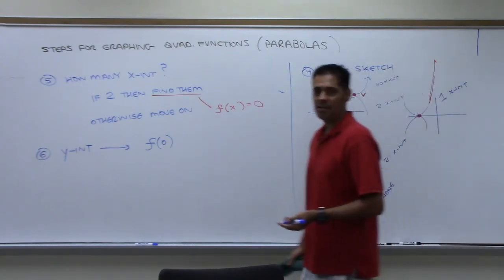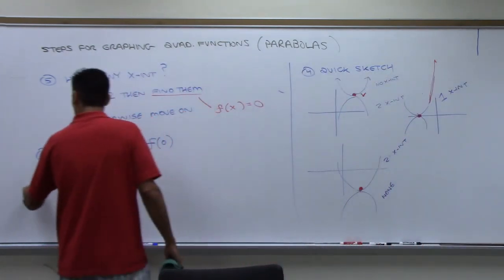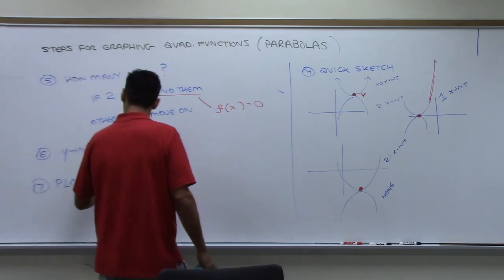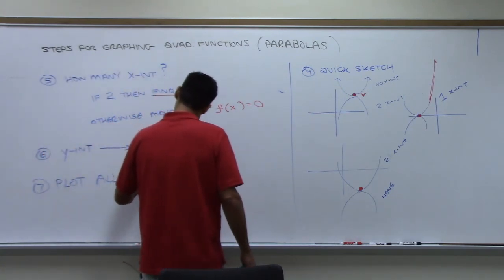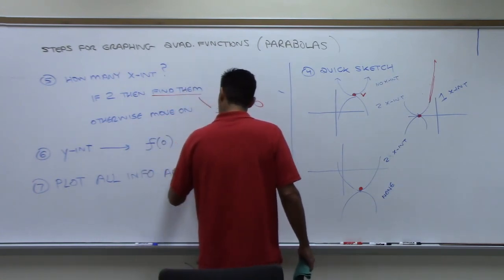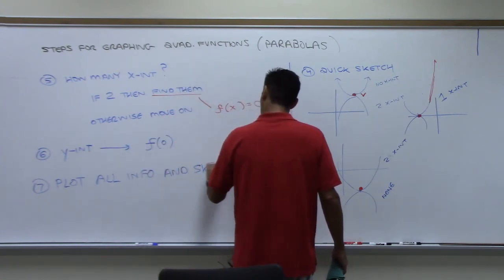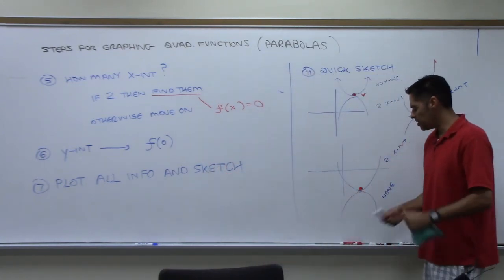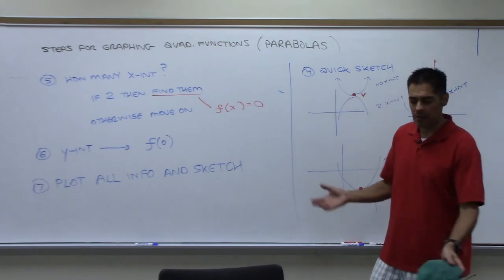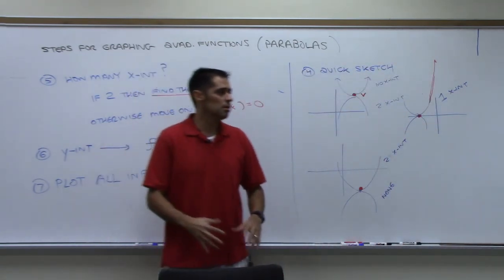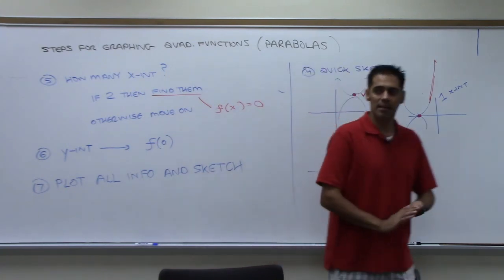And the 7th and last step is to plot all the info and sketch. So our final step is to put all of the data, everything we've collected together, into a final nice picture. We draw it, and that's exactly what we'll do next class.